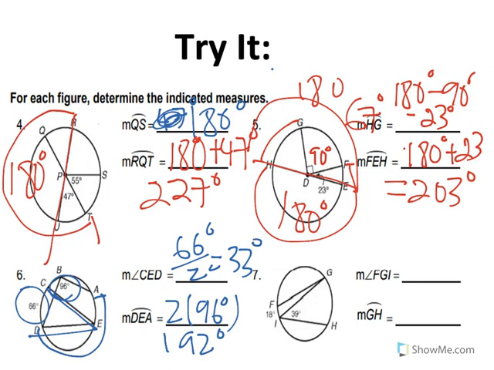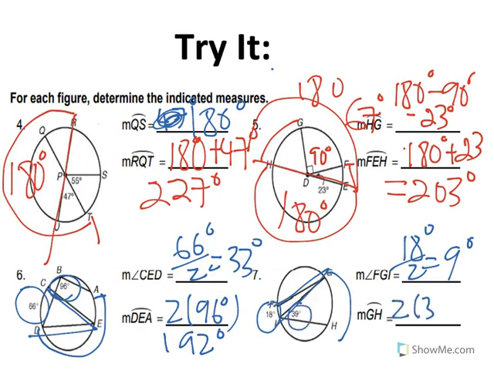Right. Number 7, looking for the measurement of angle FGI. So FGI is this angle. We're given this is 18, so then this is half of that. So it is 9 degrees. And we're looking for the arc GH. So GH is here, so it will be twice as much as 39, so 2 times 39. So it will be 78 degrees.